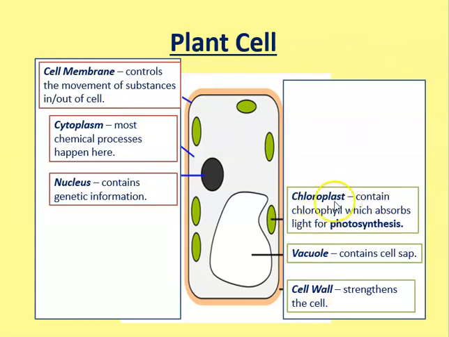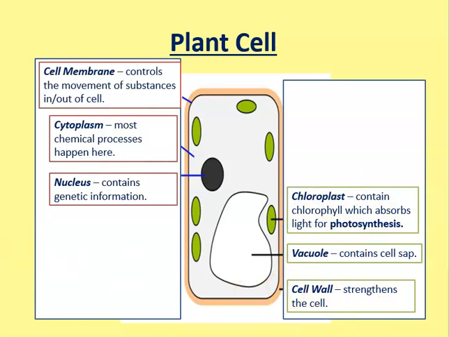So chloroplast contains a chemical called chlorophyll, which absorbs light for photosynthesis. There is also a vacuole, which contains cell sap, so that's labelled there. And then you've got the cell wall, so look where the label is. It's the thick part of the surrounding area of the plant cell, which strengthens the cell. Now, these three parts are examples of parts of the cell that are only found in plant cells, not animal cells. So please make sure you can name those as well. So please make sure you've drawn it and make sure you have labelled them.